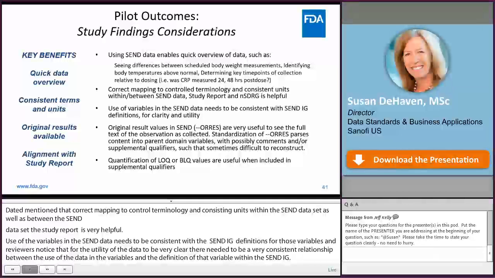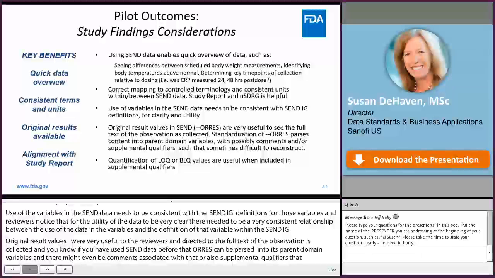They like to see the full text of the observation as collected. You know, if you've used SEND data before, that ORES can be parsed into its parent domain variables, and there might even be comments associated with that, or also supplemental qualifiers that can be sometimes difficult to reconstruct if the full observation isn't also documented in the original result.